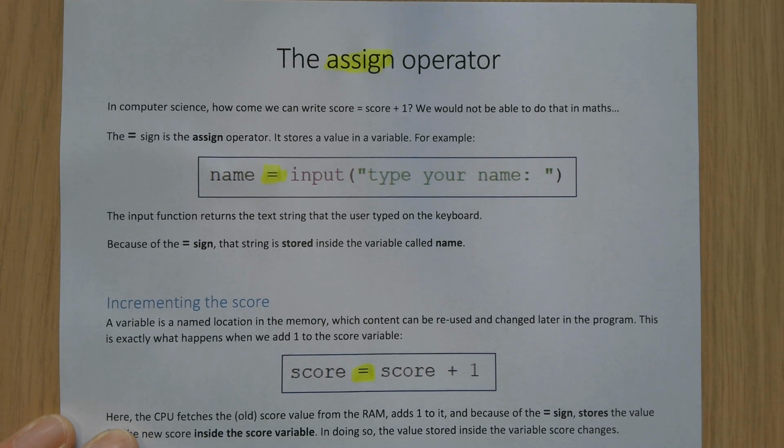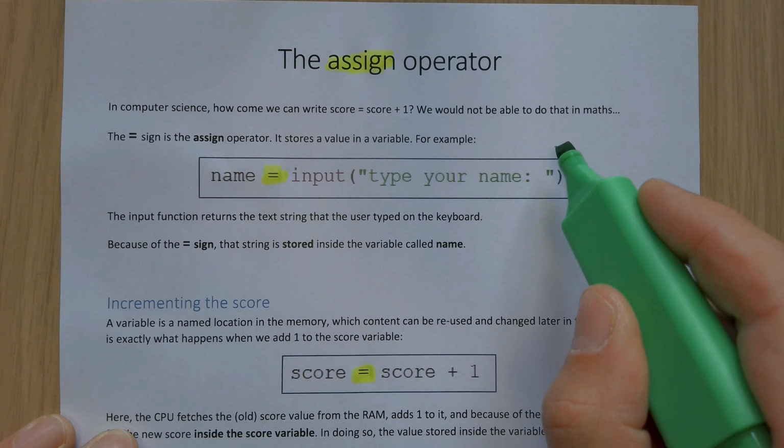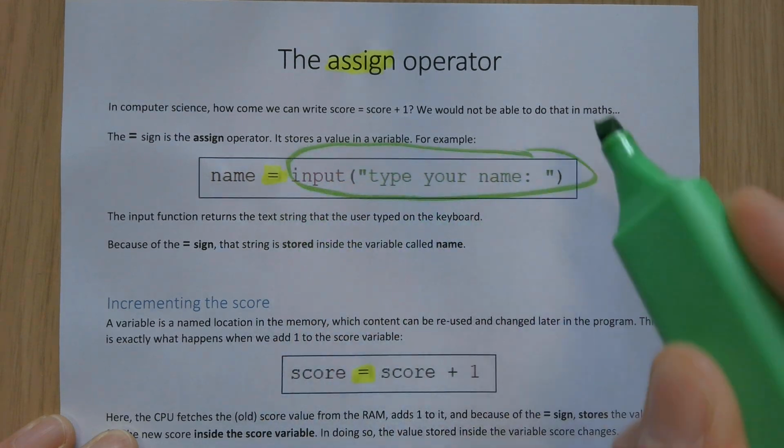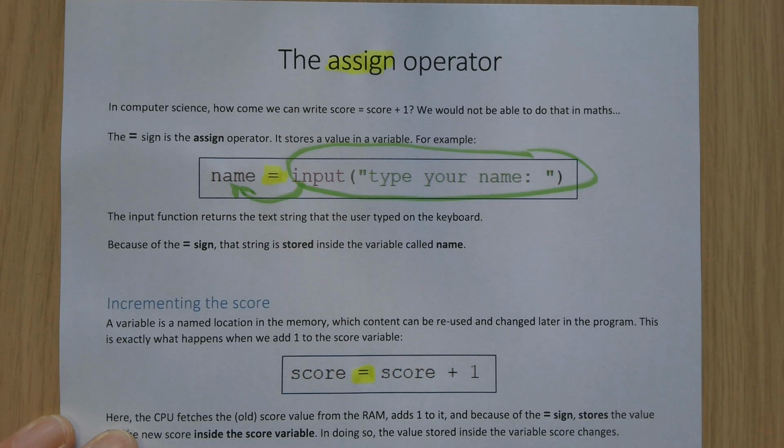The assign operator takes the value on the right of the equal sign and stores it in the variable on the left.